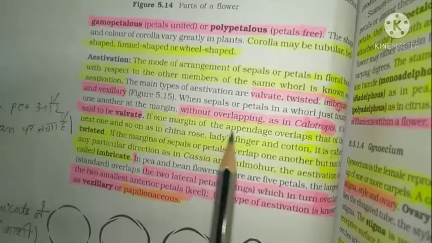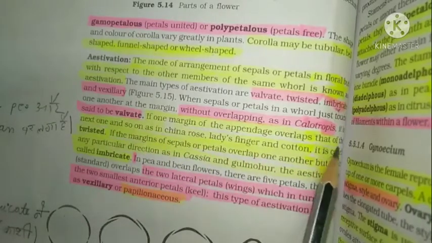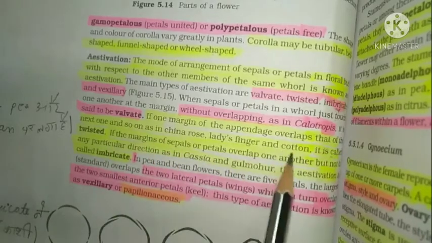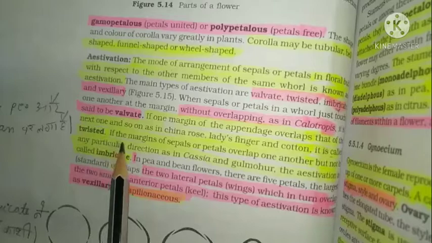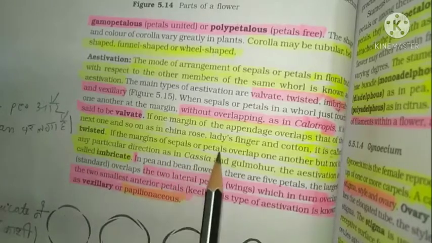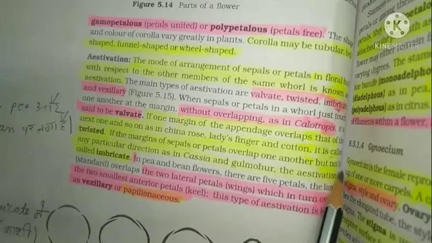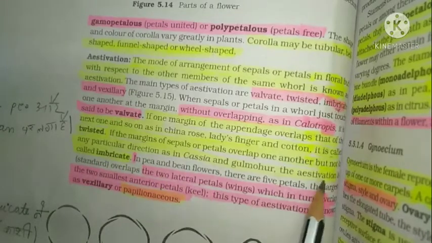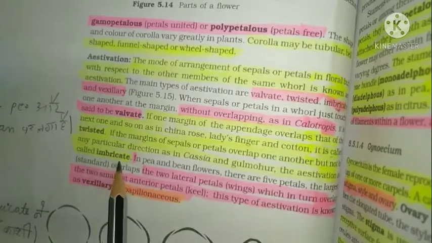If one margin of an appendage overlaps that of the next and so on, as in China rose, ladyfinger and cotton, it is called twisted. If the margins of sepals or petals overlap one another but not in any particular direction, as in cassia or gulmohar, the estivation is called imbricate.